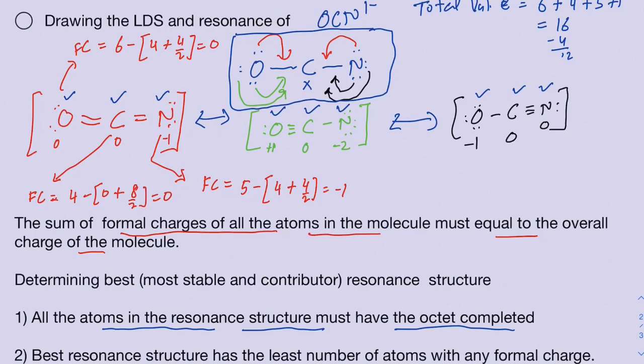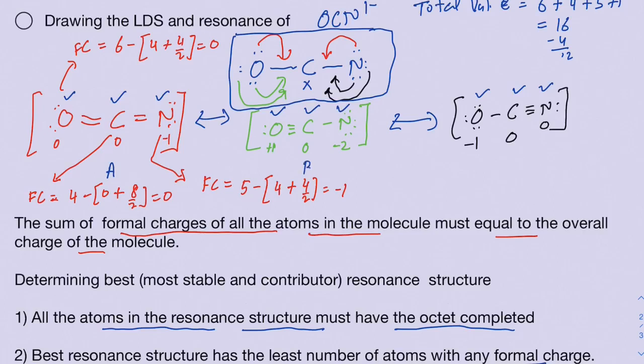The best resonance structure is going to have the least number of atoms with any formal charge, whether it's positive or negative. You want to make sure you have the least number of atoms in the resonance structure with a formal charge. Well, let's look at them one by one. Look at the first resonance structure. Let's call that A. In A, you have only nitrogen with a -1. Okay, so far so good.